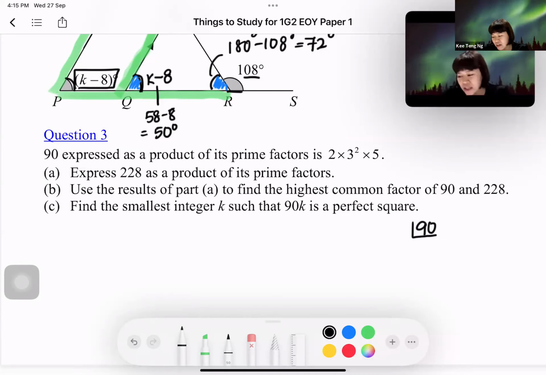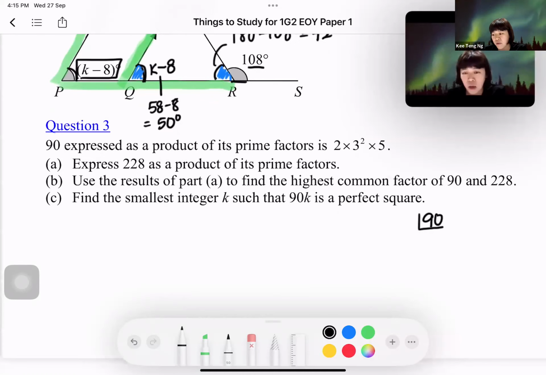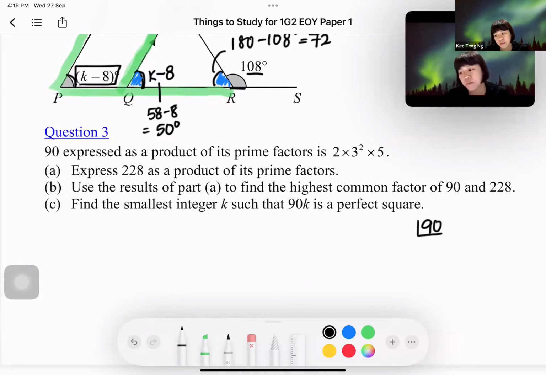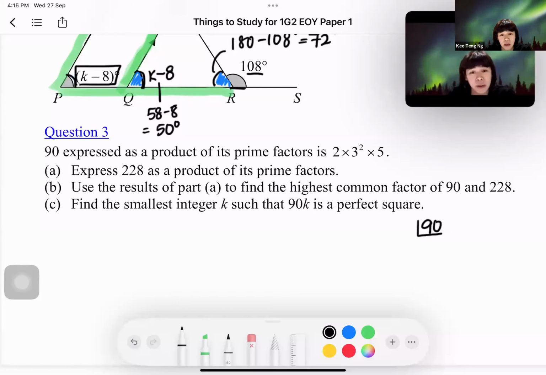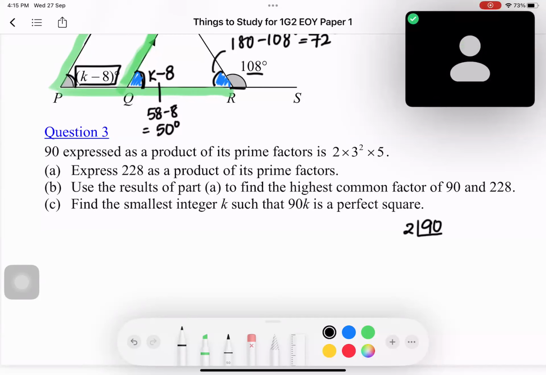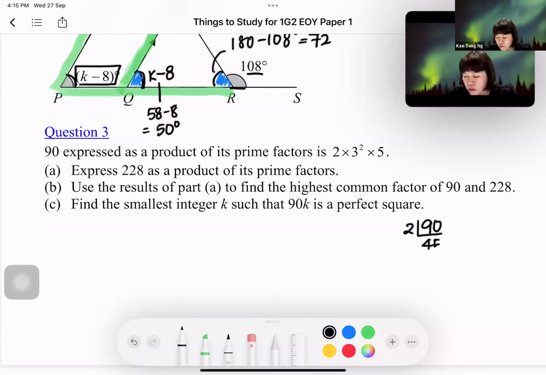Okay, next person, Ian. 90. I want to do prime factorization. What can I divide by? Ian, you want to try? What's the first prime number? What's the smallest prime number to start off with? 2. We divide by 2, so we get 45.